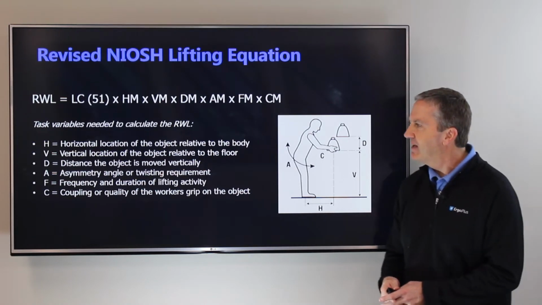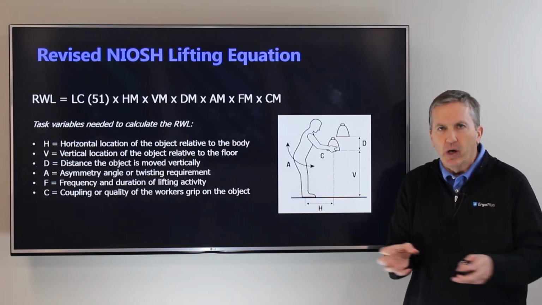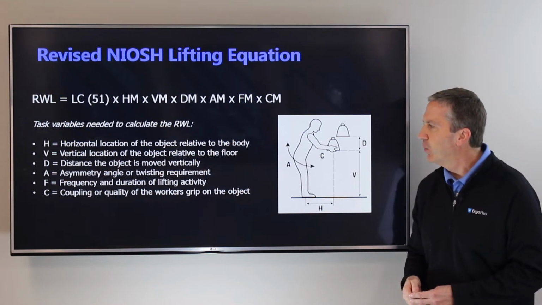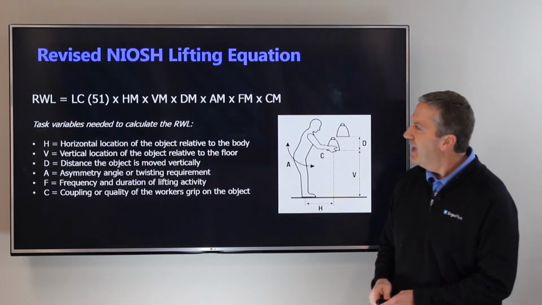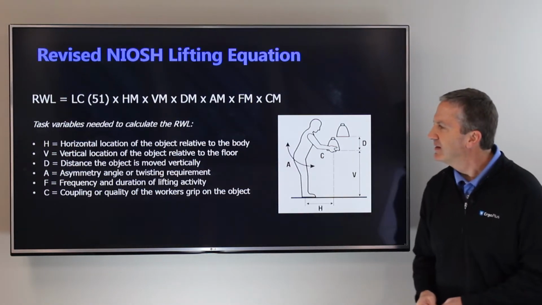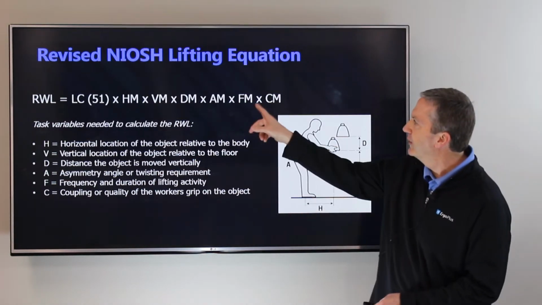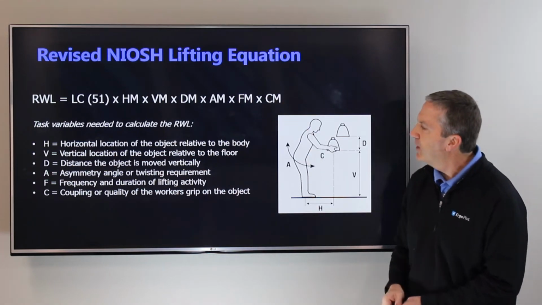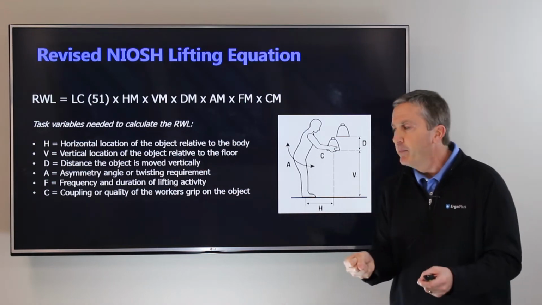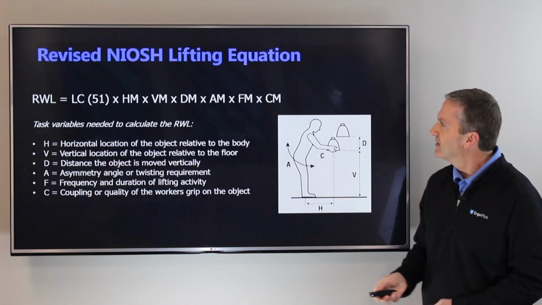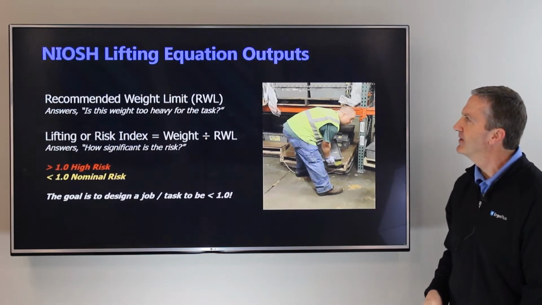So you'd want to assess that, determine the degree of asymmetry required by the job and the ergonomic design of that workplace, and determine what the multiplier would be. The F multiplier is for frequency, and there's also a duration component of the frequency multiplier, and the last multiplier is for coupling or the quality of the worker's grasp or grip on the object. So that is the revised NIOSH lifting equation.